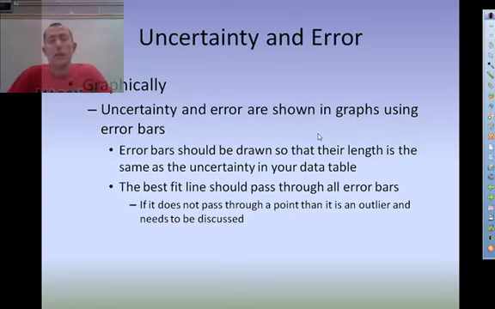Then finally, to show uncertainty and error graphically, we use what are called error bars, and the error bars should be the same relative length to represent how much error there is. And then when we calculate our lines of fit, all of those points in their error bars should fall on the lines of fit. If they don't, we consider that data point an outlier.